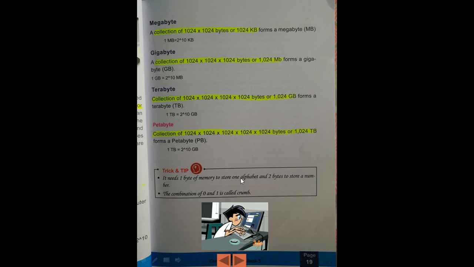And another tip that we get to know here, as it needs 1 byte of memory to store one alphabet. So if your name, or if any word contains, for example, 4 alphabets, like in the word WORD, here it contains 4 alphabets. So how many bytes of memory will be required to store that word? It requires, correct, 4 bytes.